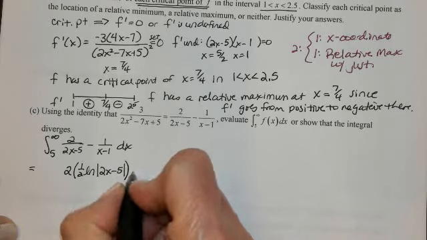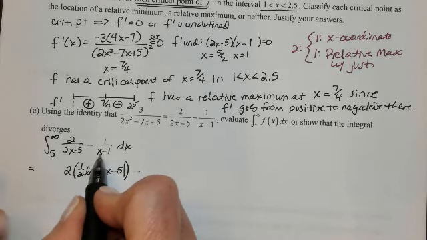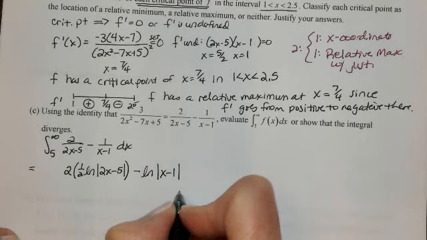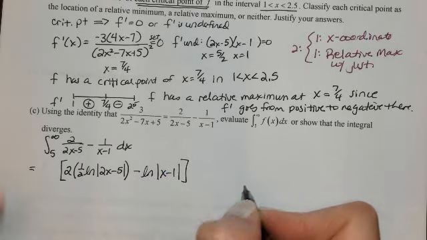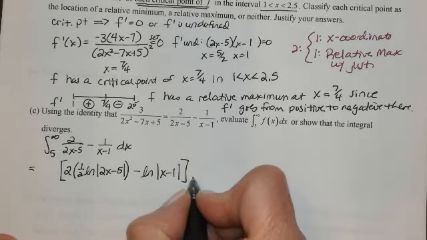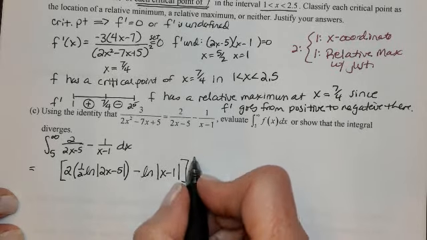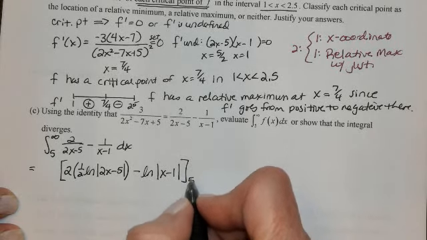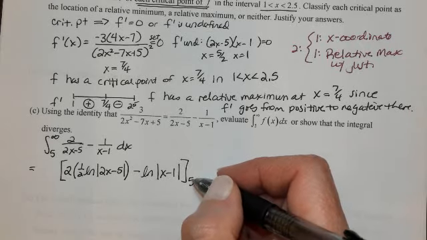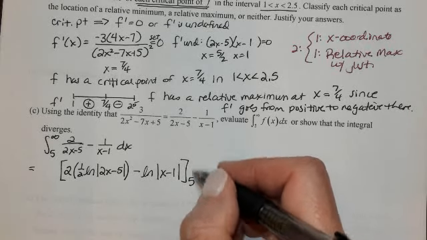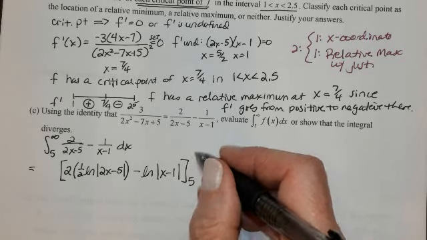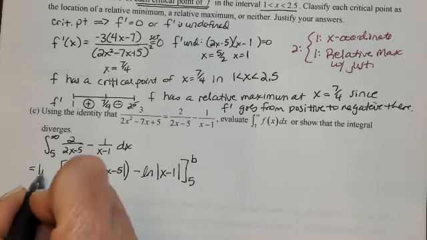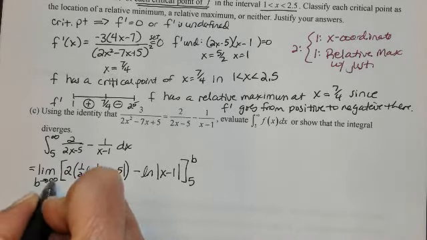Minus the derivative of the bottom is just 1 in this case, so it's just natural log absolute value of the bottom. And we're evaluating that from 5 to infinity. 5 is fine, not a problem, but do not write infinity as this upper boundary. Your boundaries always need to be real numbers, and infinity is not a real number. So do not put infinity up there. Instead, I'm going to call it b for the upper boundary, and we're going to let b go to infinity.